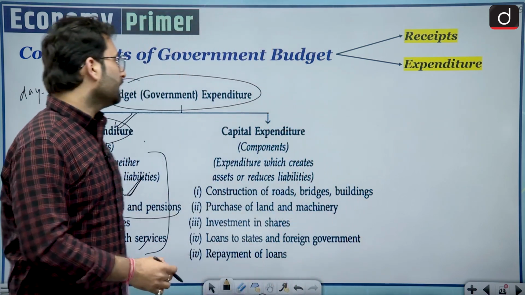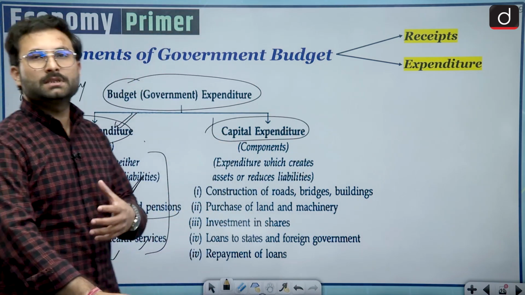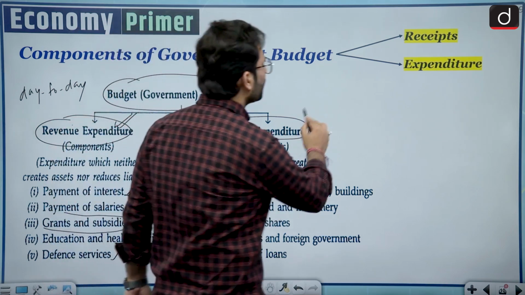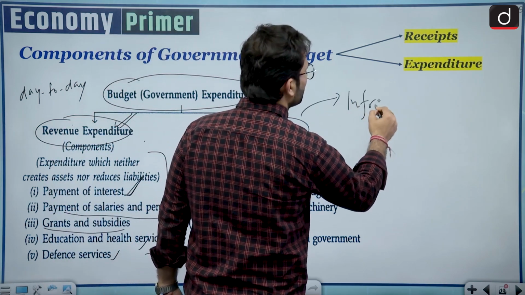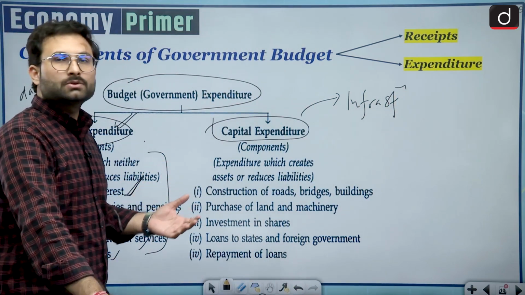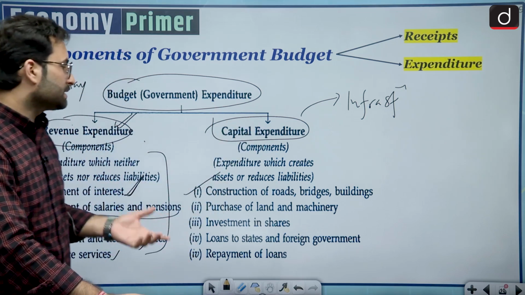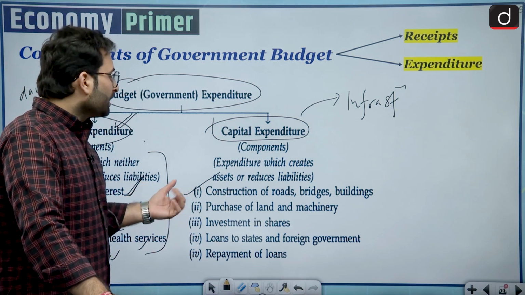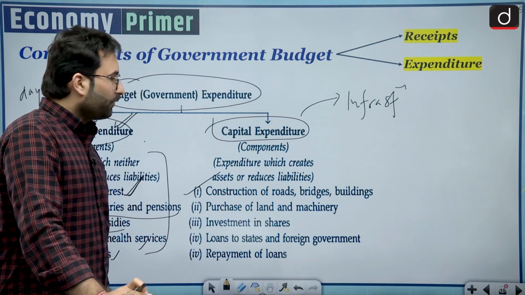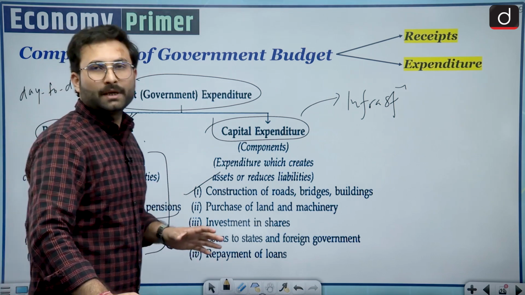And then capital expenditure is basically something which reduces liability or creates assets. Here, if you are going for any kind of infrastructure project, you are spending money, so this is a long term asset creation. So ultimately this is capital expenditure. Here you can say construction of roads, bridges, buildings, these are infra. And then purchase of land and machinery, investment in shares, loans to states and foreign governments, and repayment of loans. All these aspects are basically your capital expenditures.